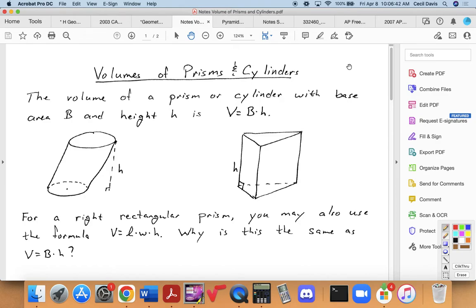Today we're going to be doing volumes of prisms and cylinders. So the formula for the volume of any prism or any cylinder, whether it's a right prism, a right cylinder, or an oblique one like this first cylinder that leans over to one side, it doesn't matter. It's all the same. It's equal to the area of the base times the height.